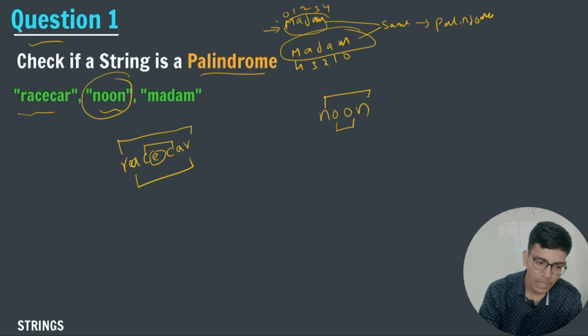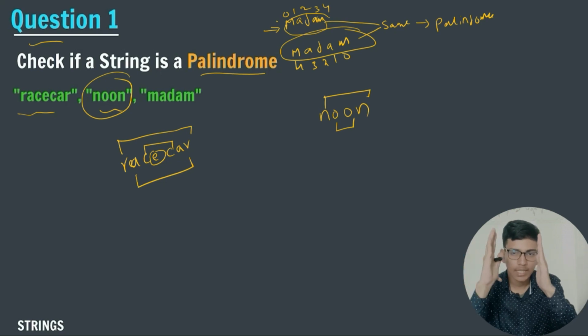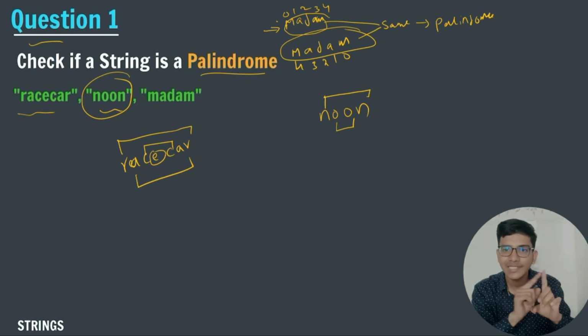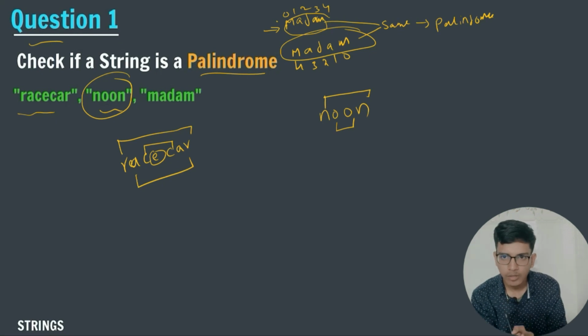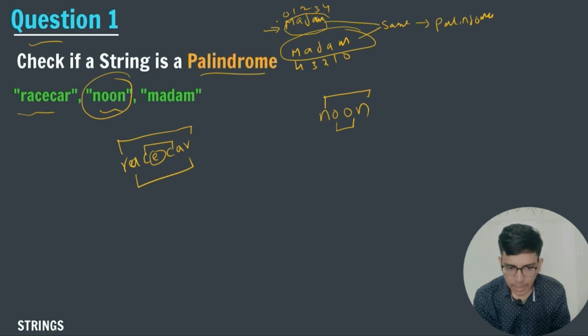So we don't need to check that one. You can see that the first letter is equal to the last letter, the second is equal to the second last, the third to the third last. If all these are equal, then and only then my string will be a palindrome. If any one of these cases becomes false, that is, if any two characters are unequal, then we immediately tell our user that the given string is not a palindrome. So this is the main logic behind it.